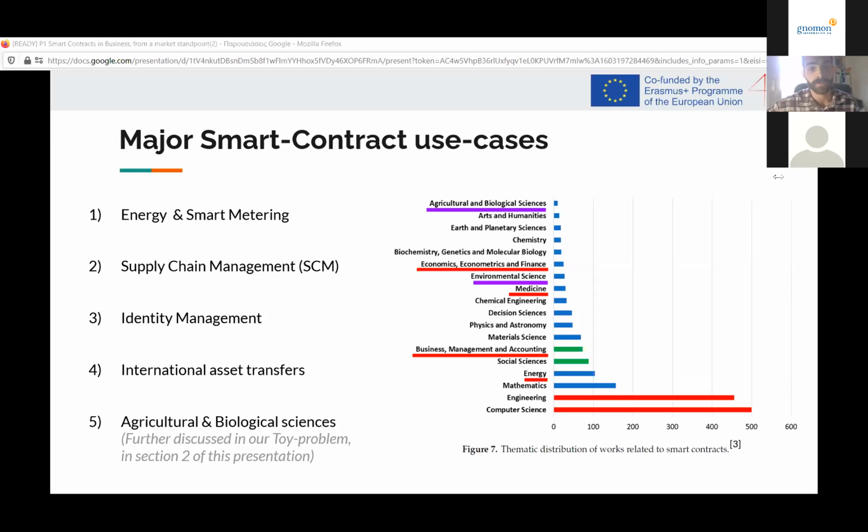Last but not least, environmental, agricultural, and biological sciences, and of course, primary production in general, is an immature field for developers. And we, as a team, believe that there's a key for sustainable production and integration of smart contracts in real life solutions and in real life problems, of course.